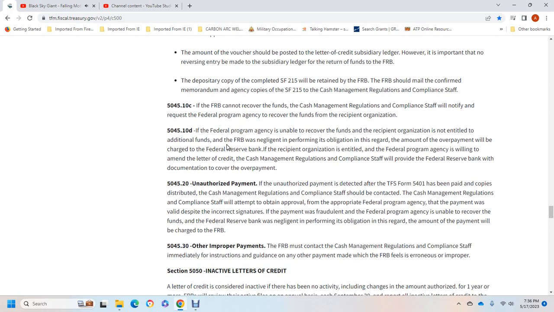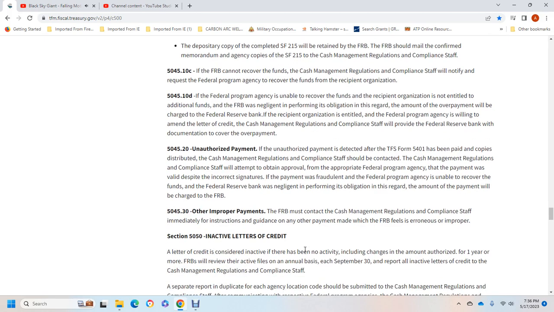5045, 25, unauthorized payment. If an unauthorized payment is detected on a Treasury Form 5401 that has been paid, with the copy distributed by the cash management regulation compliance staff, the cash management regulation compliance staff shall be contacted and shall attempt to obtain approval of the appropriate Federal Program Agency. If the check was not valid because of an incorrect signature, the payment was fraudulent, and the Federal Program Agency is unable to recover the funds, and the Federal Reserve Bank was negligent in performing its obligation, regardless of the amount, the payment will be charged to the Federal Reserve Bank.